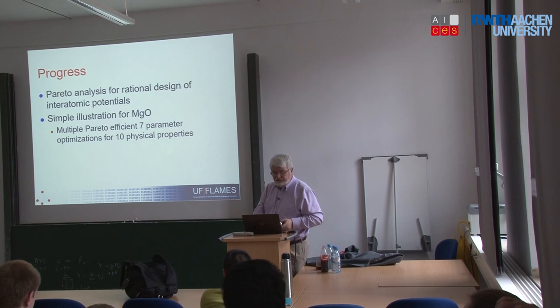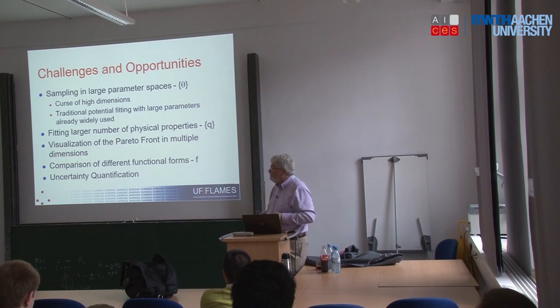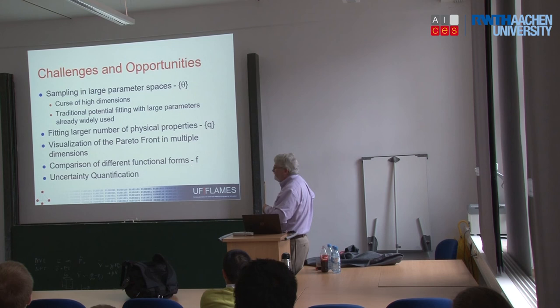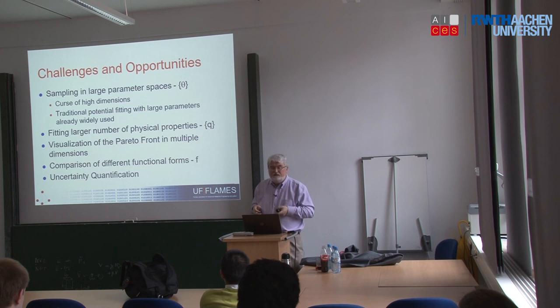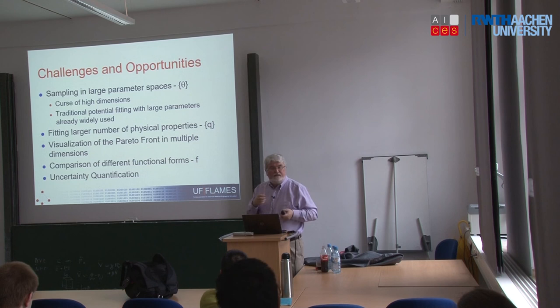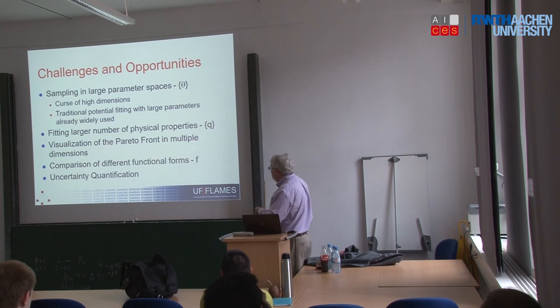So those are the challenges. This is a challenge and opportunity largely from the perspective of this rational analysis: sampling in large parameter spaces, fitting large numbers of properties, visualization. We can also compare functional forms. You could say, I add another term to a potential. Does that make a difference? If you go through the Pareto analysis with and without, you'll see if it makes a difference. Or is this just adding complexity to the mathematics without adding any new functionality in terms of performance? You can test those kinds of things. And then we can begin to do uncertainty quantification.